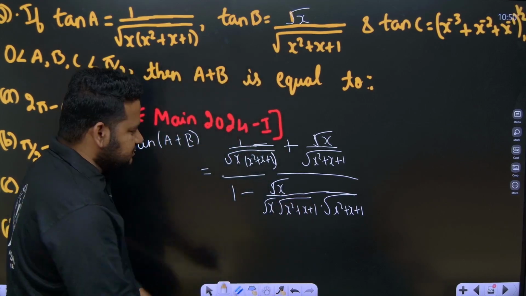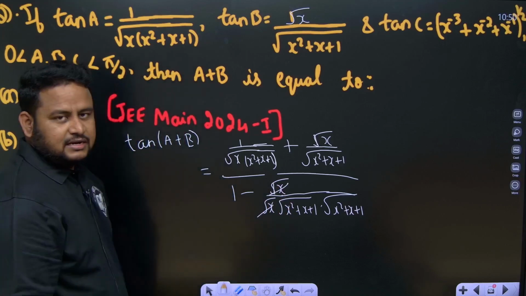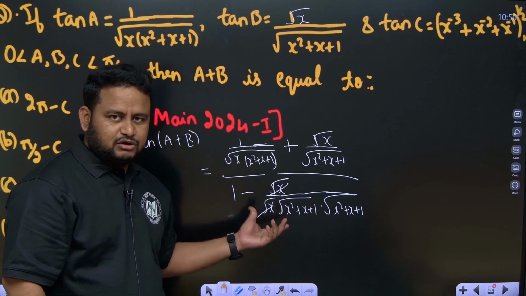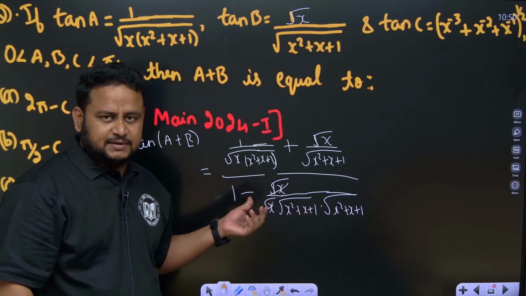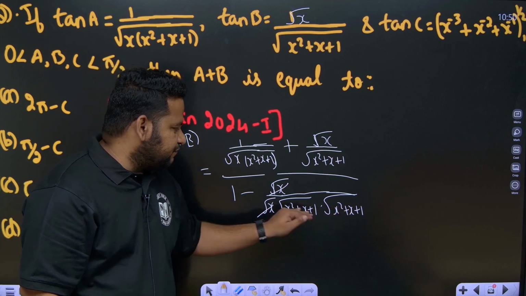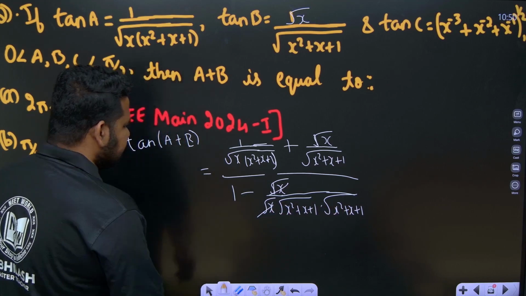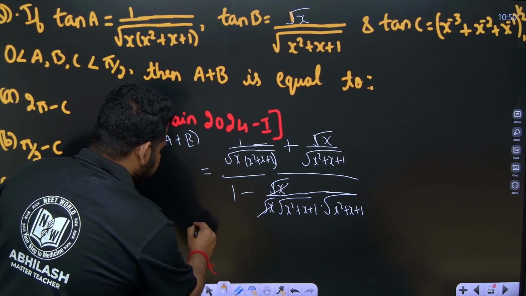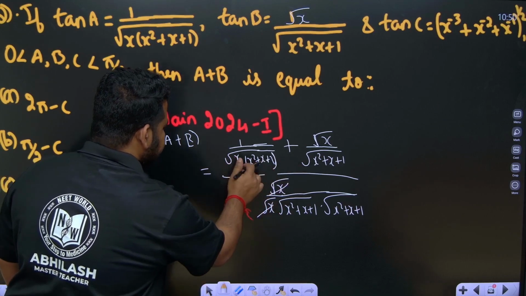So what I can do, friends? This square root of x and this square root of x I can cancel. So this square root into this square root, I will get square root of a into square root of a, which is nothing but a. So further I can write this, see here, friends. If I take LCM, LCM is this itself.